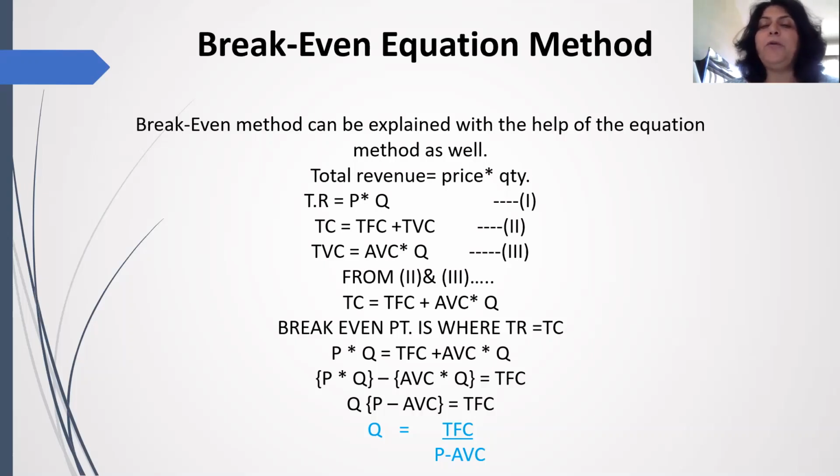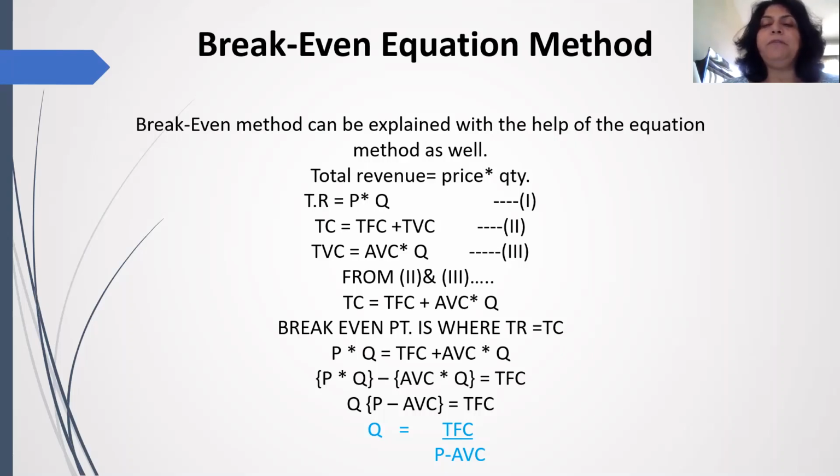TC, as I have already told you, is a sum total of TFC plus TVC. TFC is total fixed cost and TVC is total variable cost. I've already explained this in my past slide. This gives you equation 2.